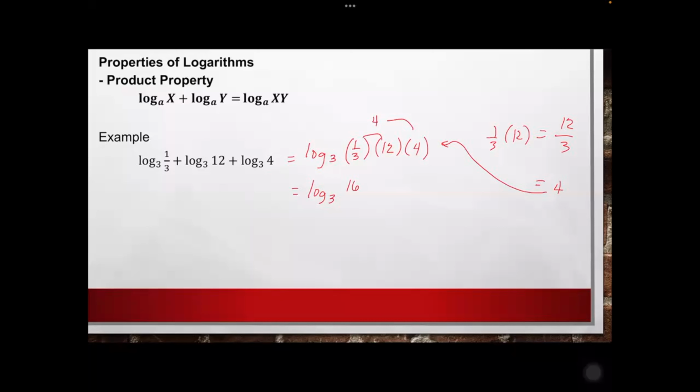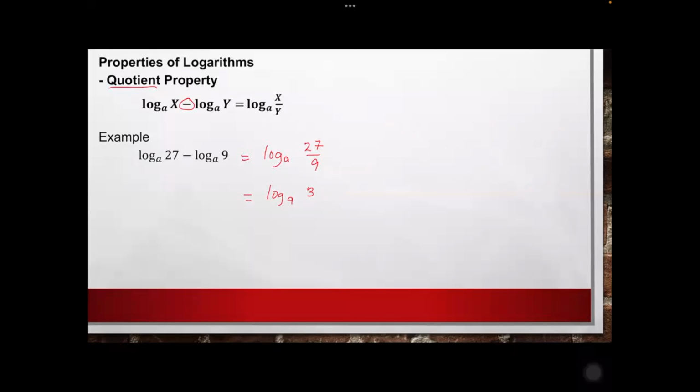Okay? For the quotient naman, kailangan pag quotient is subtraction sign. Minus sign. So magkakaroon ka dito ng x over y. Ito, parehas naman sila ng base ng 8 tapos 27 over 9. So 27 over 9, divide mo lang. 27 divided by 9, the answer will be 3. Okay po. Ayan.